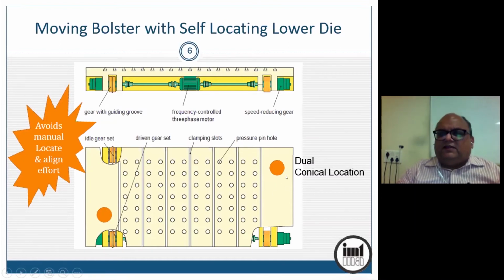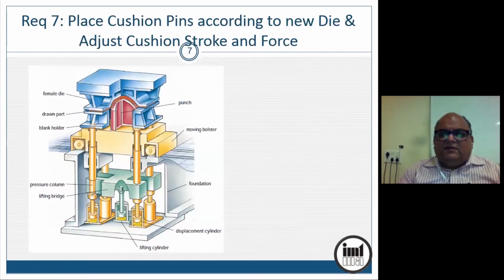Now, for designing the blank holder, it is absolutely important because you have to know where the pin will rest. If the pin is placed wrongly, it will break the die. Good. Now, this is the cushion pin. This is the cushion pad below the press. This is the ground level. This is the cushion pad.